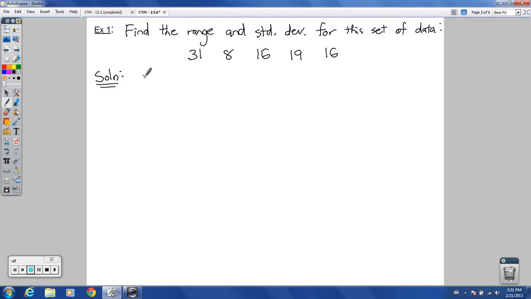That's why we have computers for things like that, to do the tedious computations for us. But we need to learn the process at least before we would start to use those. So I want you to appreciate what the calculators are doing for you. Range: take the highest value minus the lowest value. So in order, the highest would be 31, the lowest would be 8. So 31 minus 8, that is 23.